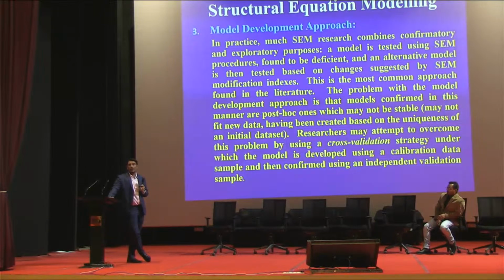Again, there are multiple ways in which we can modify the models. If there are issues with respect to normality, we can address univariate normality issues and multivariate normality issues. We can also see if there are higher modification indices between two observed variables.